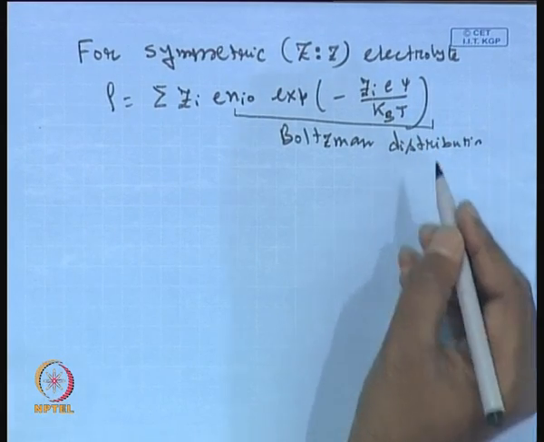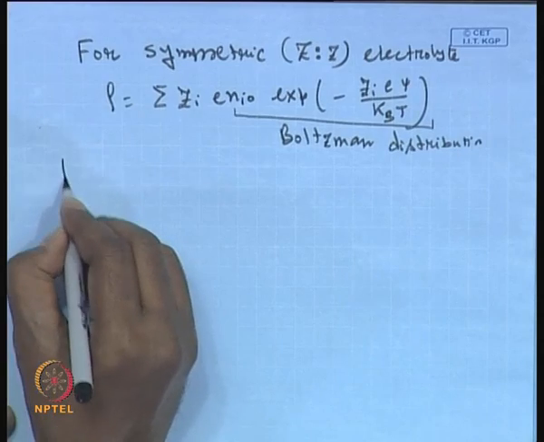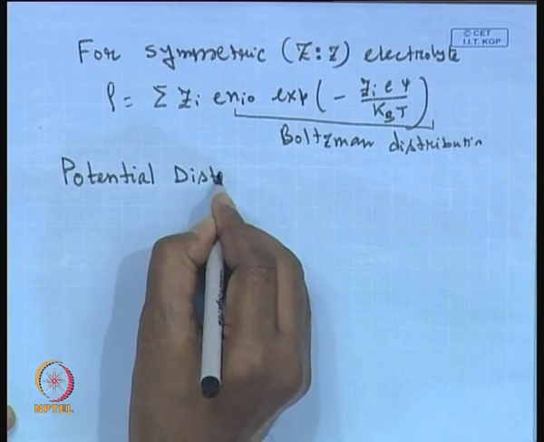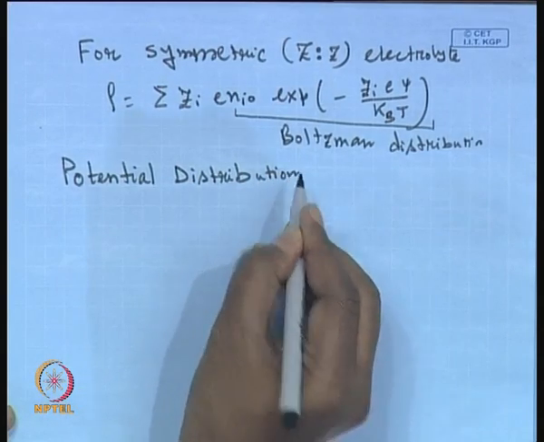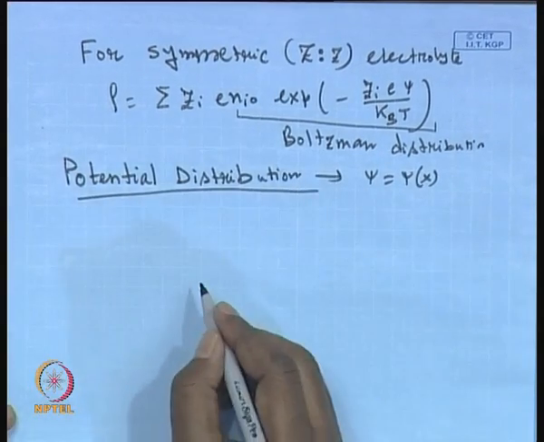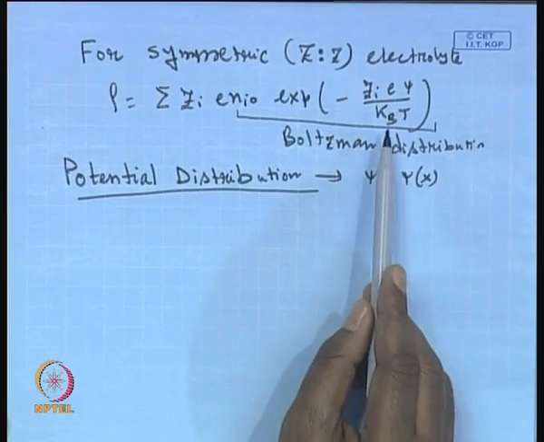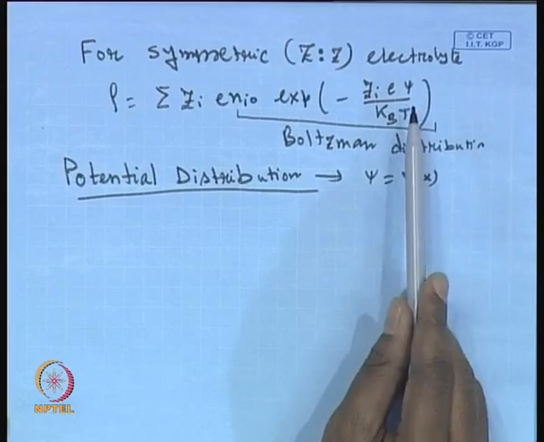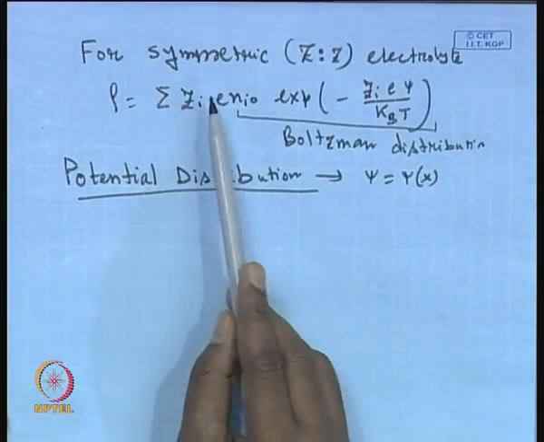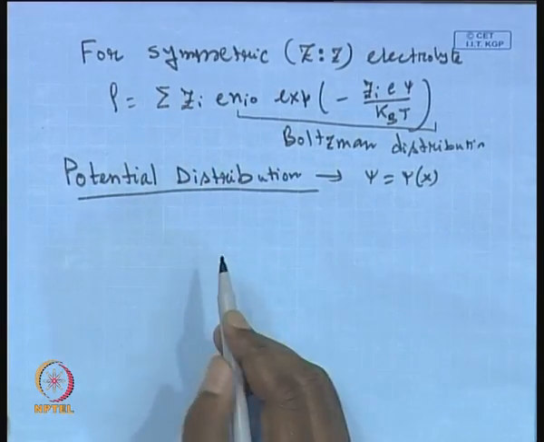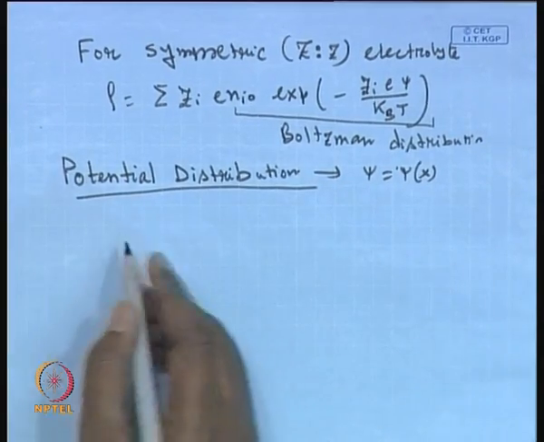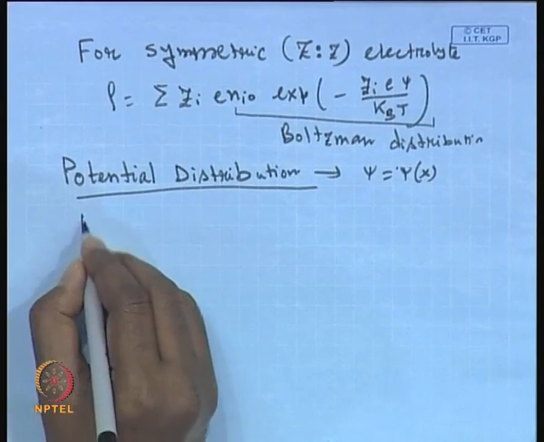Okay. Now, let us look into the potential distribution, how psi is varying as a function of x. Why is this potential distribution important? Unless and until you know the variation of psi as a function of x, you will be unable to find out how the number concentration varies as a function of x, and how the charge density varies as a function of x in the solution. So, it is important to estimate the potential distribution, and for the first case we consider a flat plate model.